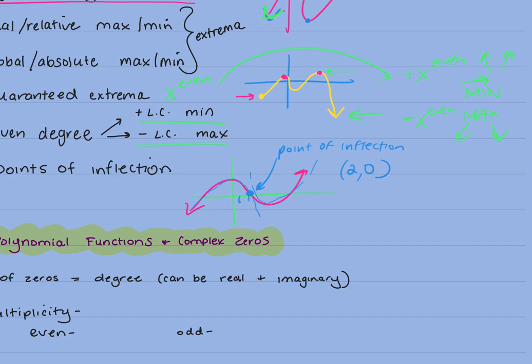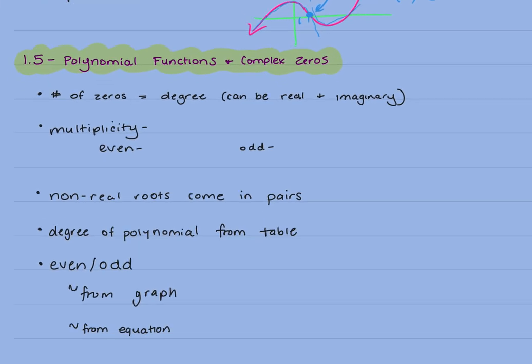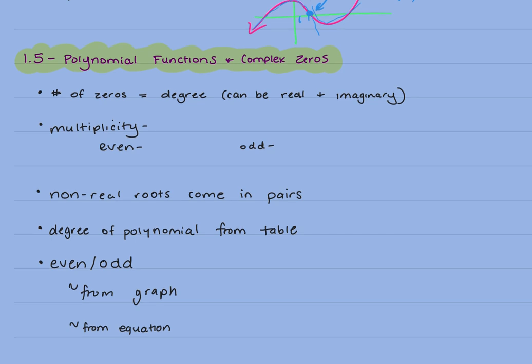Questions on 1-4? Okay, then came 1-5, which was your polynomial functions and complex zeros. This is where your imaginary or non-real zeros came into play.